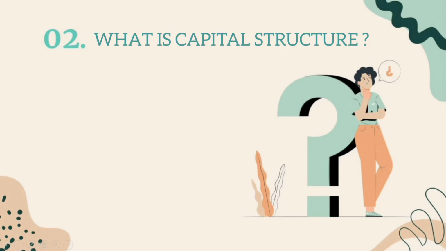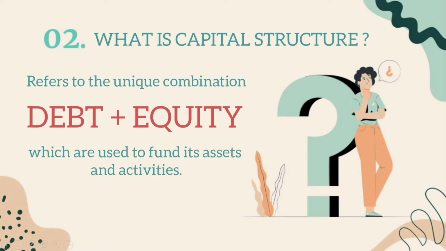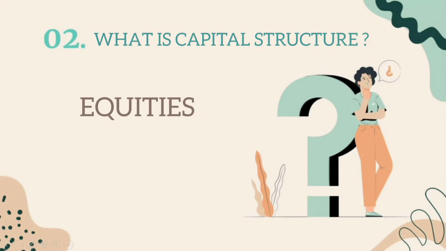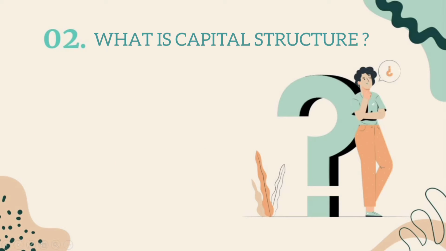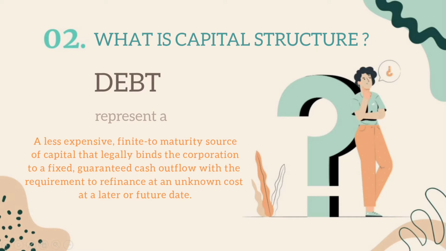What is capital structure? Capital structure of a firm refers to the unique combination of debt and equity which are used to fund its assets and activities, which is operations. Equity will operate as a more expensive source of permanent capital with greater financial flexibility from a corporate financial perspective. On the other hand, debt is the total opposite. It will represent a less expensive, finite-to-maturity source of capital that legally binds the corporation to a fixed, guaranteed cash outflow with the requirement to refinance at an unknown cost at a later or future date.